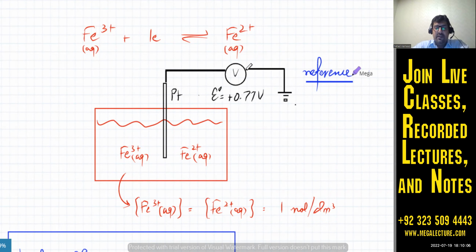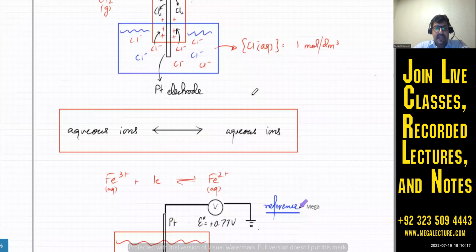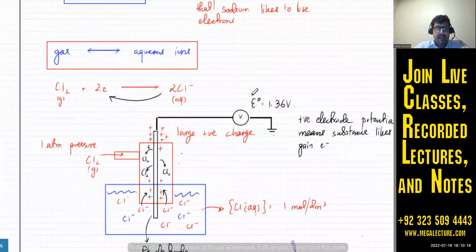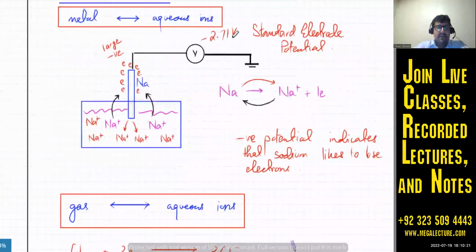So when you measure voltage, the voltage has to be measured against something. Like if it's positive 0.77, positive compared to what? If sodium, I said, was negative 2.71 volts, negative compared to what? You need a reference point, right? So what is our reference point? When I say that my electrodes are positive or my electrodes are negative, but compared to what? That's the question.